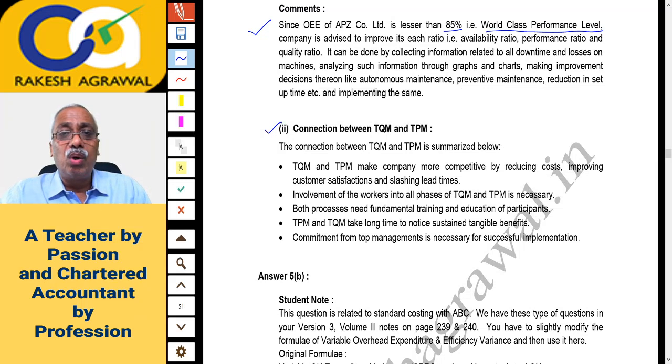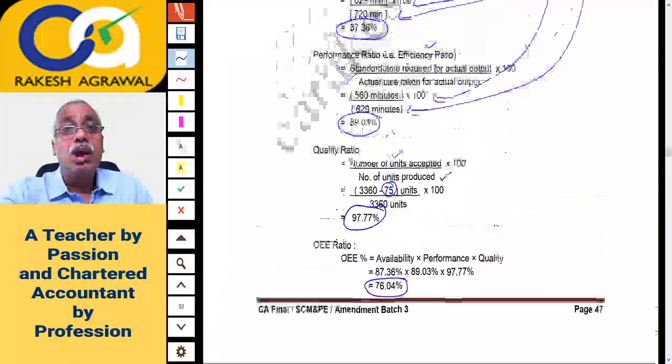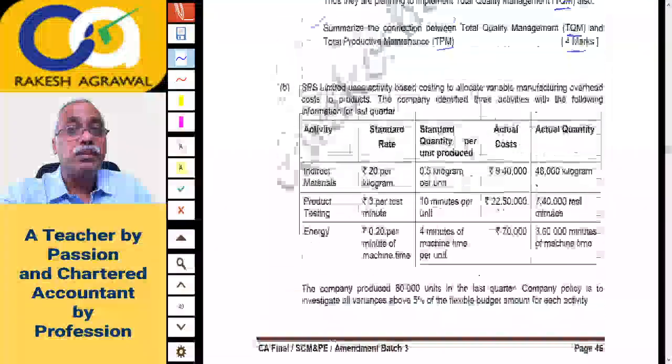Involvement of the workers into all phases of TQM and TPM is necessary. Both processes need fundamental training and education of participants. And TPM and TQM take a long time to notice sustained tangible benefits, and commitment from top management is necessary for successful implementation. Now these are the common points between the two, TQM and TPM. That was for 4 marks. Just few points you have to write, and you will find such comments are written in our regular batch notes also. I take you to another question.